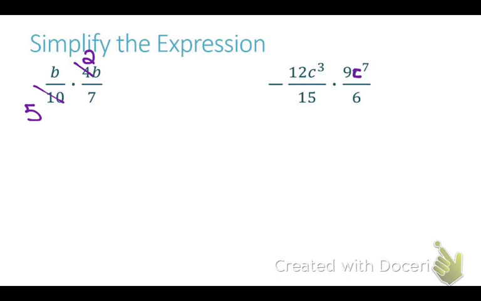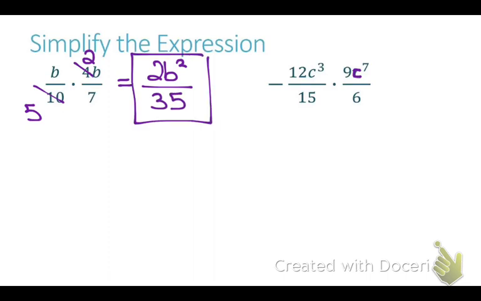2b squared. Because you multiplied two variables, that's like x times x is x squared. So 2b squared over 35. Did you remember that? That's something very common that I see as a mistake. You forget that when you're multiplying variables that are the same variable, you must add their exponents, even if you don't see the exponent. There's still an understood one.